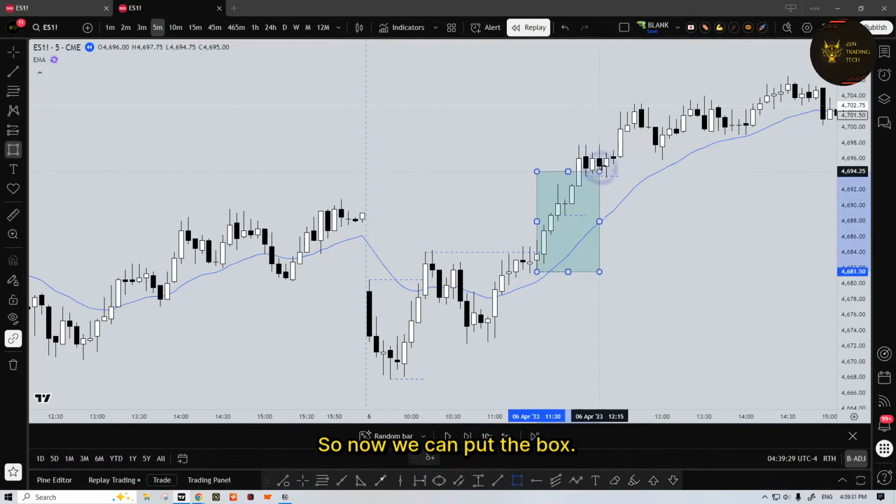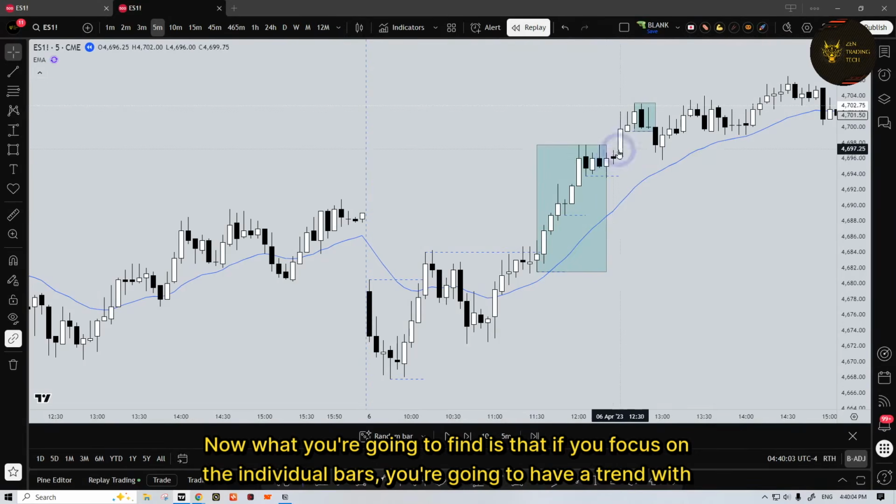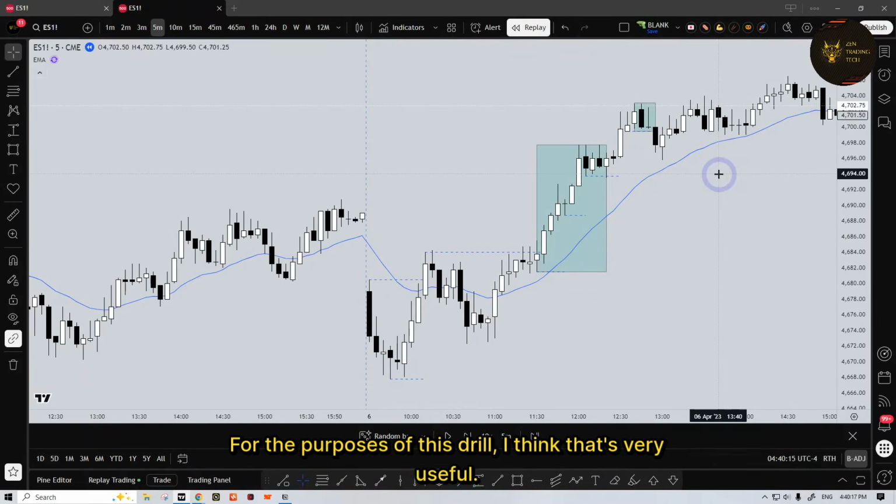So now we can put the box. Now we keep going. New high, inside bar, small bull trend, pulls back. Now what you're going to find is that if you focus on the individual bars, you're going to have a trend with lots of small boxes instead of a giant bull trend. For the purposes of this drill, I think that's very useful.